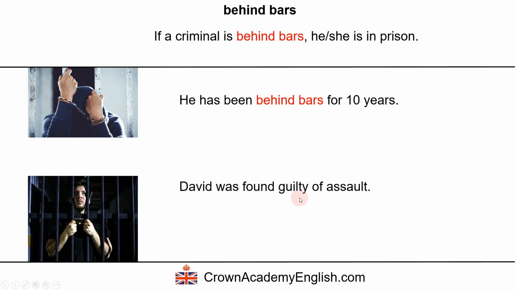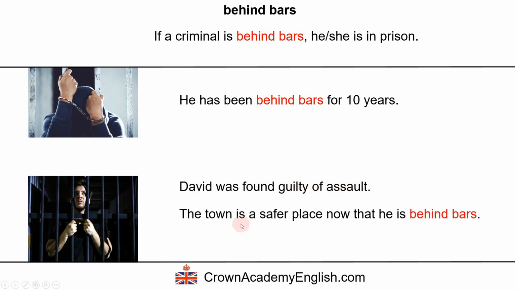David was found guilty of assault. So assault means attacking someone. So a jury found him guilty of assault. And now the town is a safer place now that he is behind bars. So now that he is behind bars means now that he is in prison. Everyone is safe.